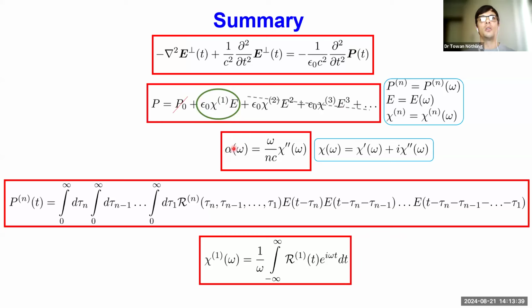We showed that the absorption coefficient is proportional to the imaginary part of the linear susceptibility, that is, that spectroscopic results relate to the susceptibilities. We showed that the nth order polarization can be calculated with this equation. The nth order polarization relates n interactions with electric fields to the nth order response function, and we can calculate susceptibilities from response functions. In this case, the linear susceptibility from the linear response function via Fourier transformation.